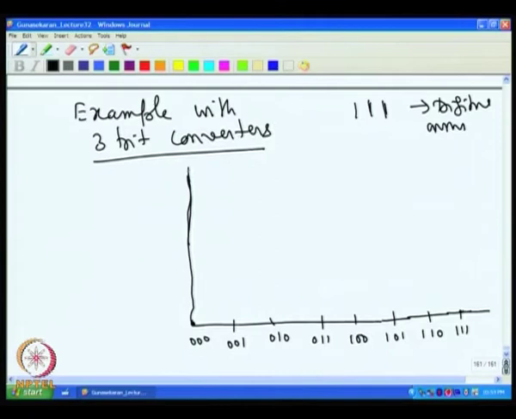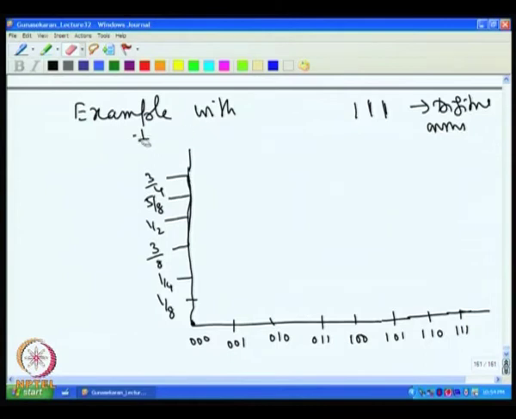Now, the corresponding output: for the first code it will be 1 by 8th, then you have 2 by 8, that is 1 by 4, then we will have 3 by 8, then 4 by 8, then we have 5 by 8, then 6 by 8, that is 3 by 4, then we have 7 by 8, then full scale.